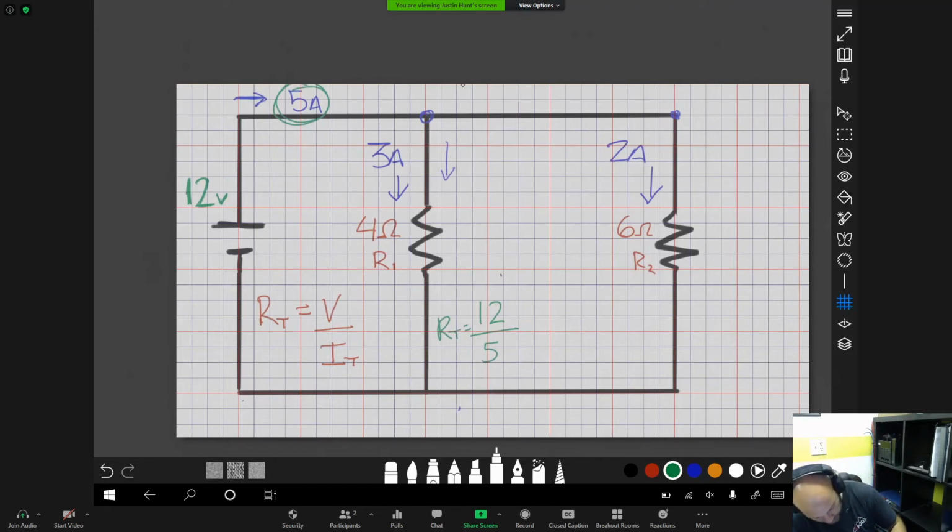And I'll save you the math struggle. That actually is 2.4 ohms. Something worth noting here: when we're talking about total resistance in series, the total resistance is always going to be greater than any of the individual resistances, right? We're looking at the sum of resistance in series. The exact opposite is true when we're talking about parallel.